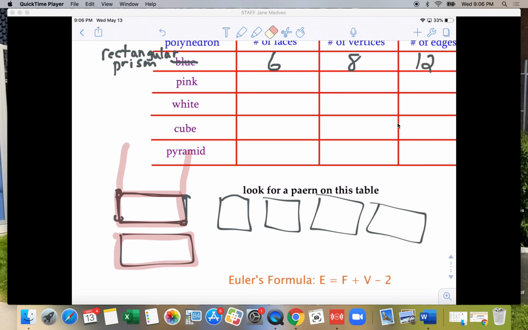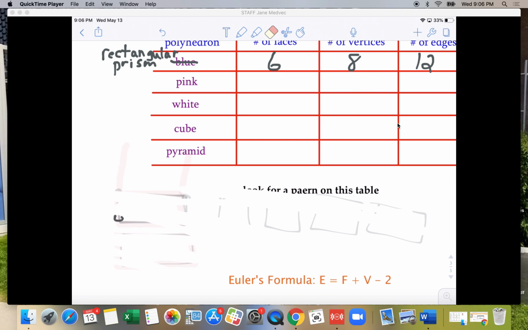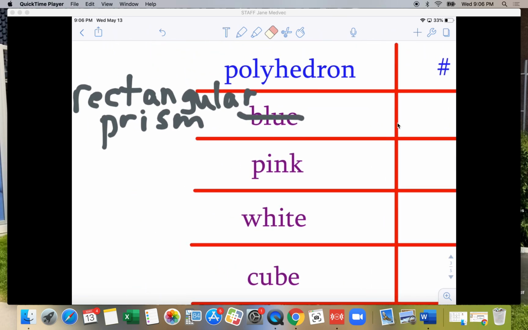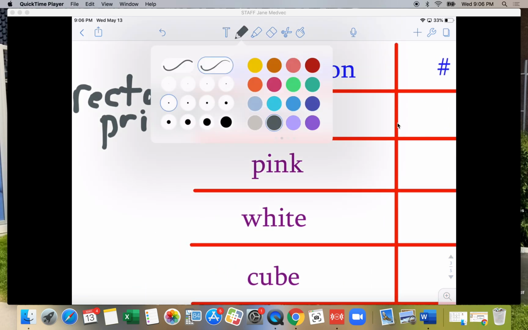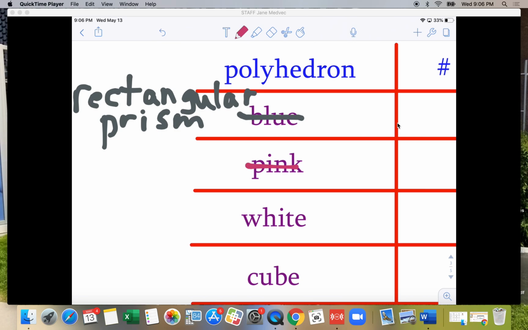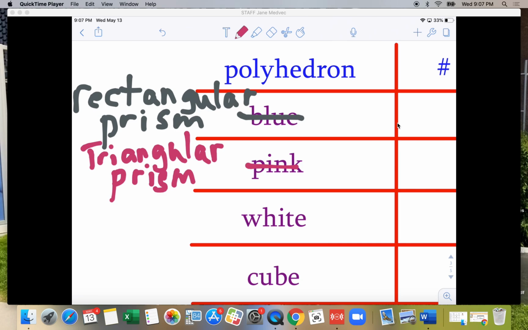And really what works the best for this is if you take a box, a Kleenex box or something like that, and you look at it from that perspective, it makes it a little bit easier. Now let's take a look at the pink. Now it says pink, but if you were in class, I would give you a triangular prism. And what that means is the top and the bottom are triangles and the middles are rectangles.